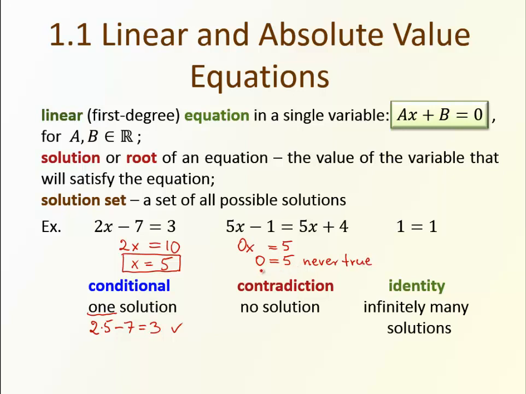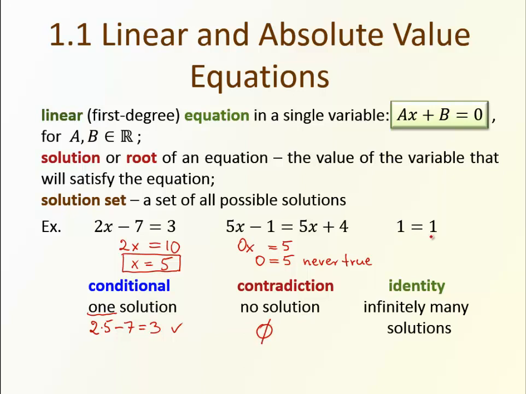Which means that there is no such value for x that will make it true. Such an equation will be called a contradiction. There is no x value that will possibly make this equation true. It's always false. And therefore such an equation has no solution. The solution set would be an empty set.